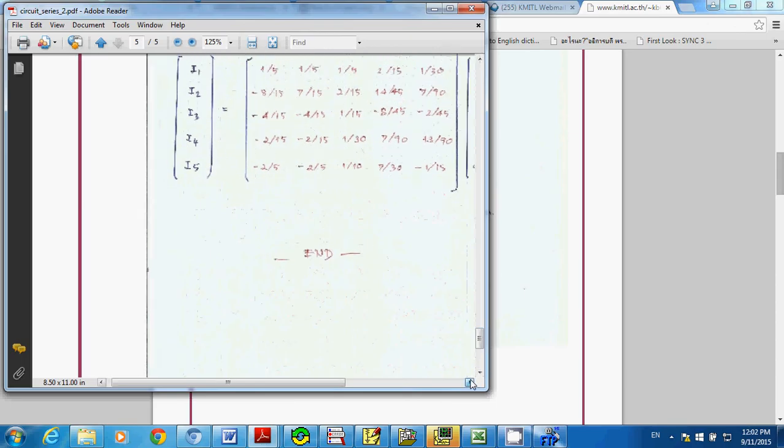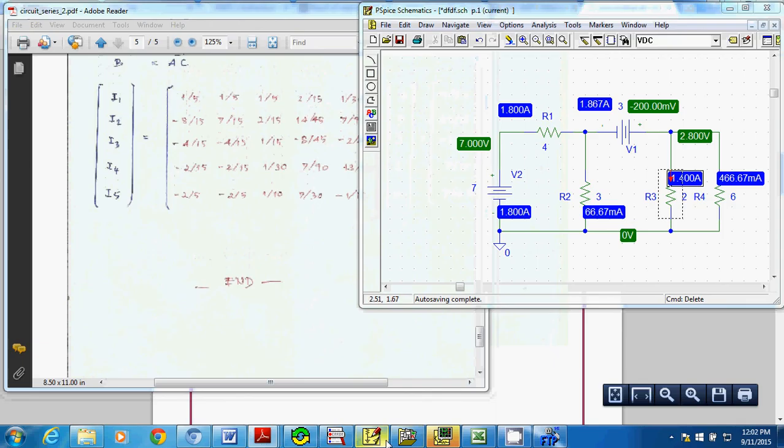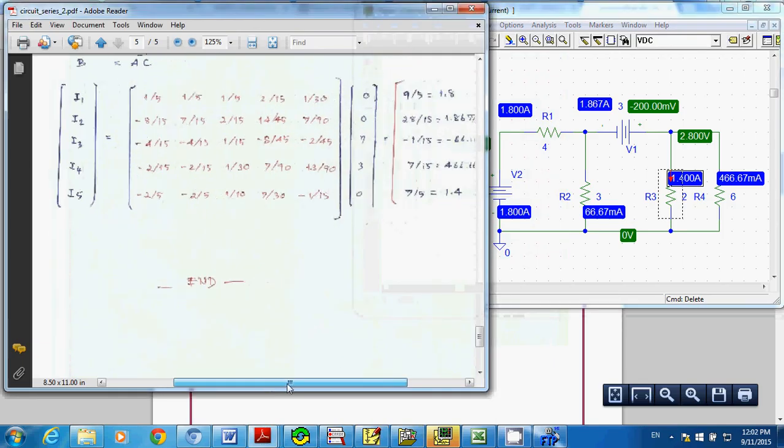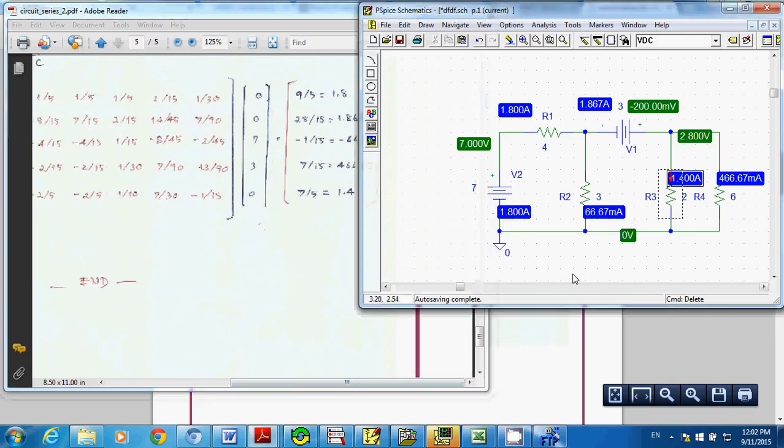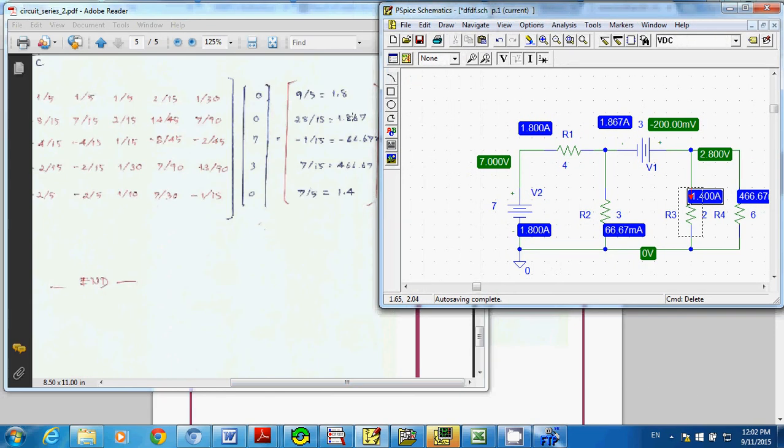Alright, let's check this out. This is my PSpice, right? So oops, sorry. Alright, so this is my I1, 1.8, right? Where's my I2? I2 is 1.867, and my I3 becomes negative, right? Because we defined the current flowing in the opposite direction. So this is 66.67 milliamps. And then I4, this is 466.67 milliamps. Exactly what you have by doing the matrix calculation.